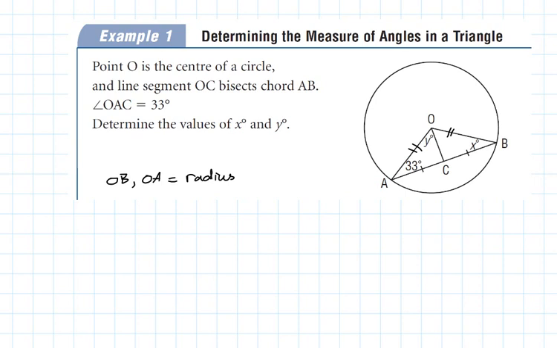So this is information here. We don't know how it's going to be useful, but the radius of a circle is always going to be the same. You can draw an unlimited number of radii to a circle, and all of them will have the same measurement, the same length. So that tells us that this triangle, the big triangle AOB, is isosceles.